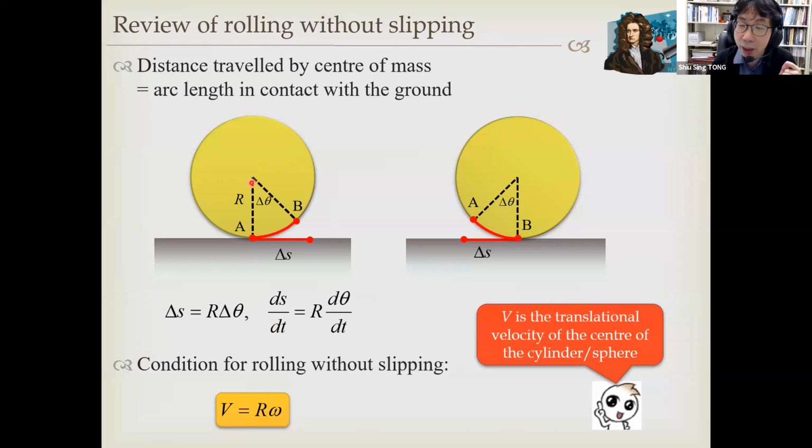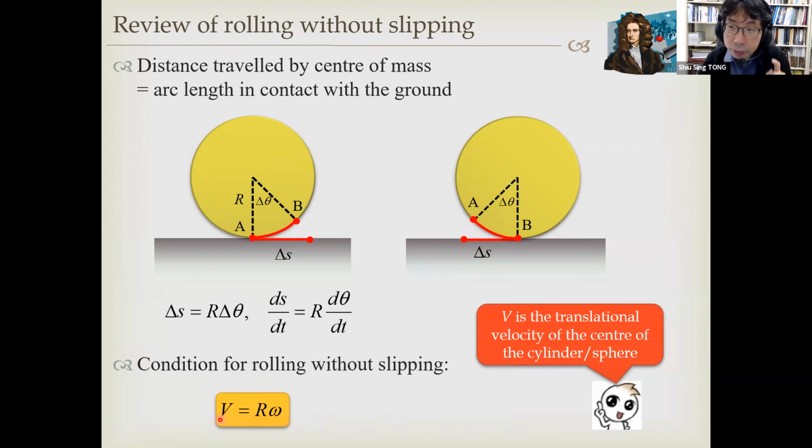Because we are now locating the position of the center of mass, and we find that it advances a distance delta s in the time delta t, we can write ds/dt as capital V, which is the velocity of the center of mass. So we now have an expression relating the velocity of the center of mass of a rolling body with the angular speed. V is just equal to R omega.